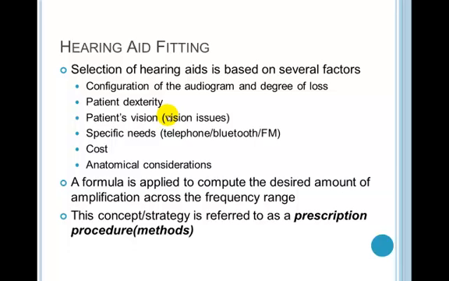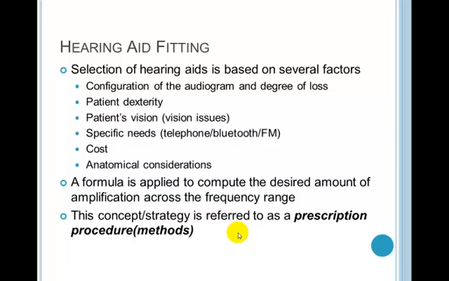But there's another component. Once we decide on what hearing aids based on this list of factors, we need to figure out how much gain or boost or amplification or volume is going to be applied or given to that patient across the frequency range. And as audiologists, this concept, or strategy, is referred to as a prescription procedure. Your text refers to it as a prescription procedure. Typically, audiologists think of it as a prescriptive method.